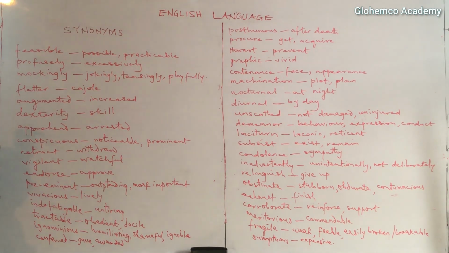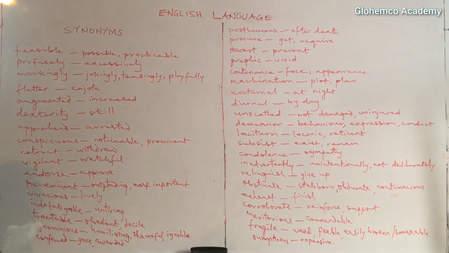All right. Profusely. When a man comes and begins to perspire, you ask him or her, why are you perspiring profusely, sweating profusely? Profusely means excessively. So you have mockingly, jokingly, teasingly, or playfully. I told him that mockingly. I wasn't serious about it.